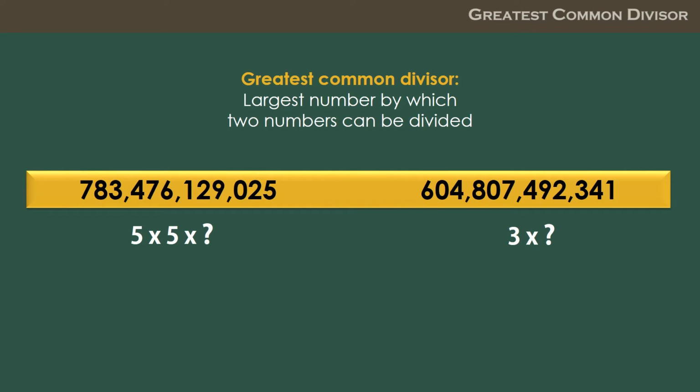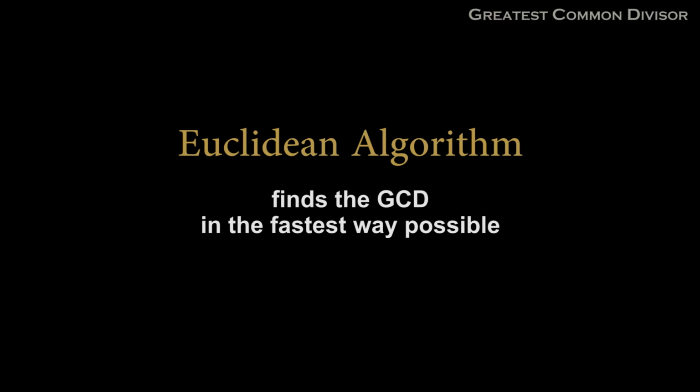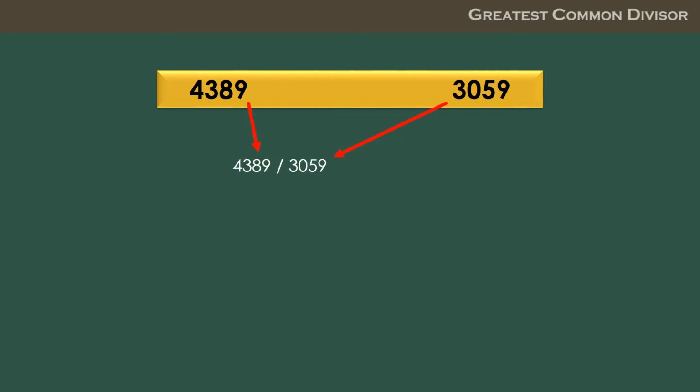So what we have is the Euclidean algorithm, which tells us how to find the greatest common divisor in a much more direct way for any two numbers. And it works like this. You take the larger number and divide it by the smaller number, and you get an integer with a remainder or a mod. So in this case, the answer is 1 with a remainder of 1330.